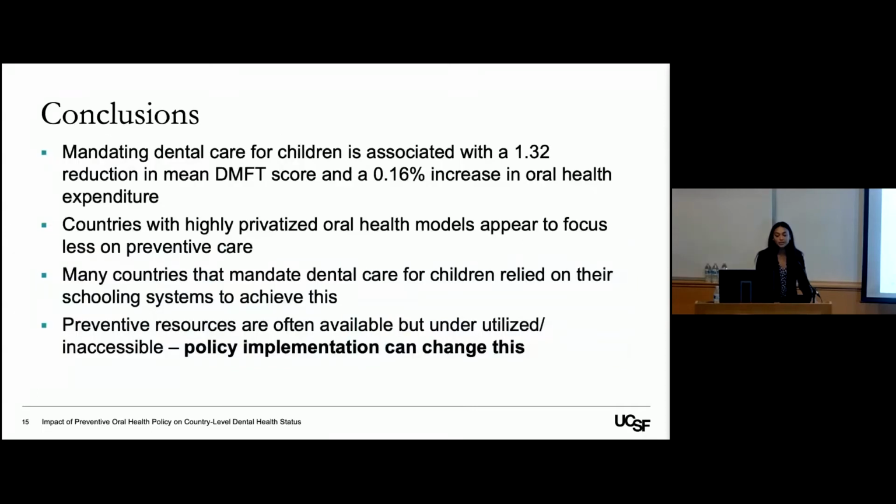So to conclude, mandating dental care for children is associated with a 1.32 reduction in mean DMFT score and a 0.16% increase in oral health expenditure. My general takeaway from this study is that preventive resources are often available, but underutilized and inaccessible. And policy implementation can change this. Policy can be implemented to increase the regulation of preventive services and to ensure that this care is reaching a wider population of people.